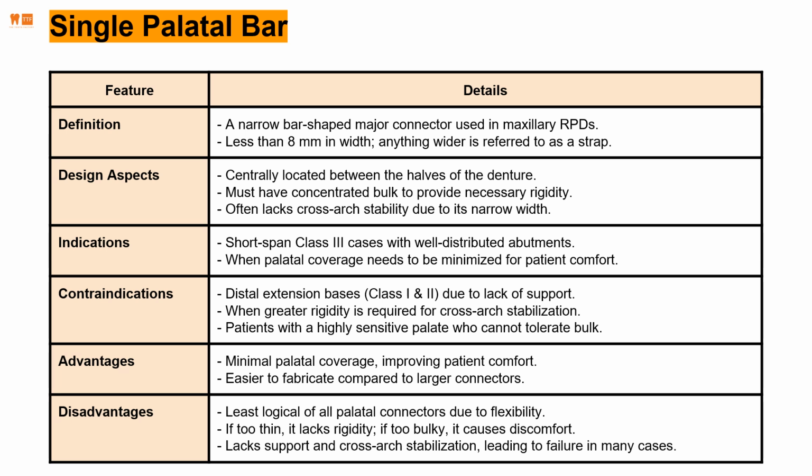Single palatal bar. It's a narrow bar, major connector, less than 8 millimeters in width. Anything wider is called a strap. Design aspects: centrally located between the halves of the denture. Okay, so it's right in the middle of the palate. Must have concentrated bulk, right? Otherwise there's no rigidity. It's just one little bridge, which is often lacking cross-arch stability. It's just narrow, less than 8 millimeters.